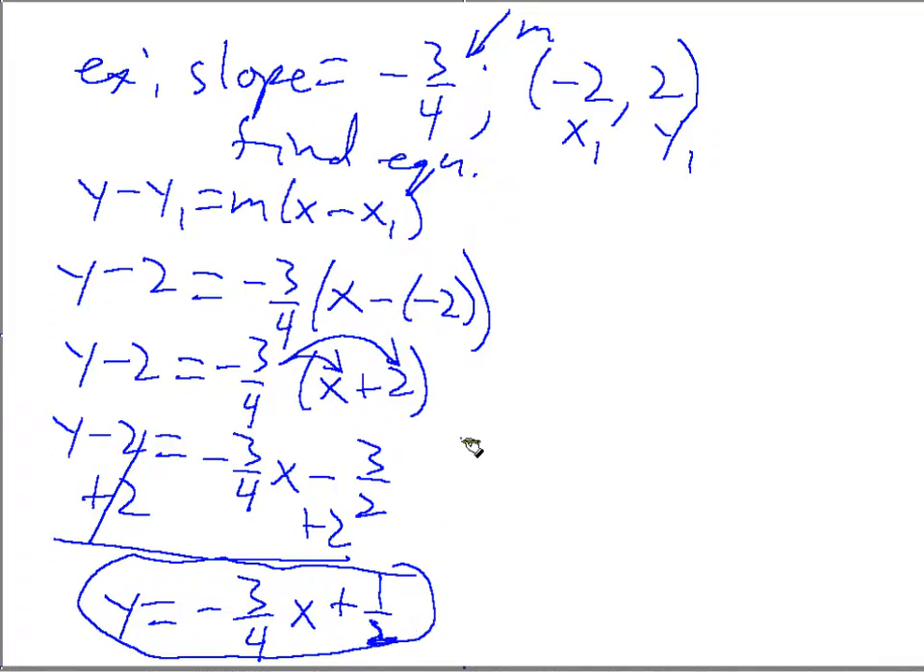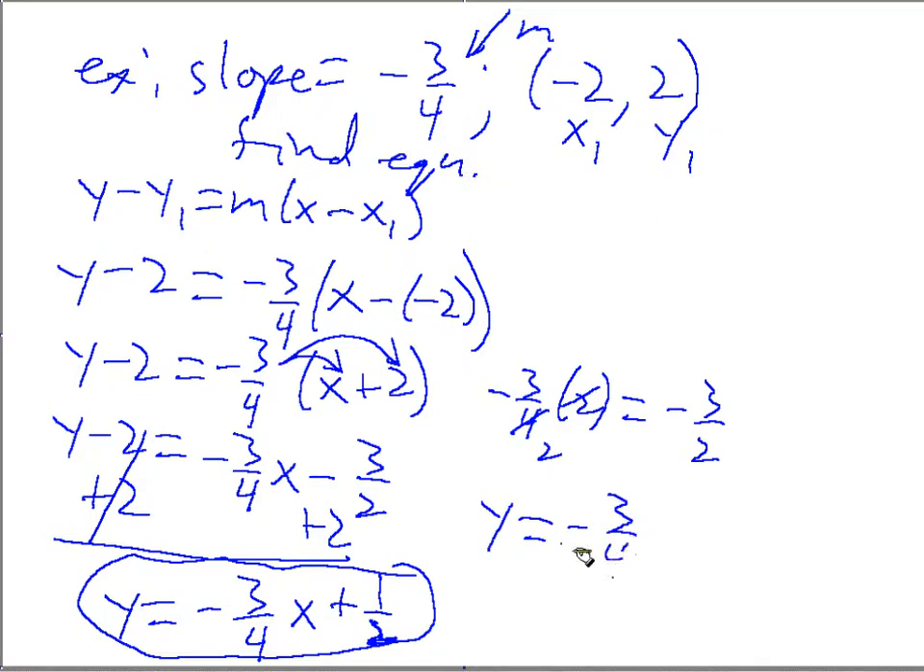Sorry about that. Again, if you're still hung up with negative 3/4 times 2, let me do the work for you here. Negative 3/4 times 2: the 2 and the 4, 2 times, you get negative 3/2. That's how we got this minus 3/2. Make sure we see that. The final answer here is y equal to negative 3/4 x plus 1/2.